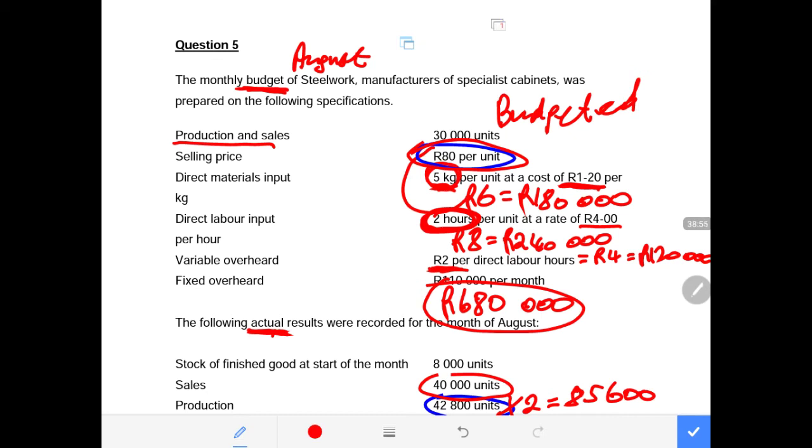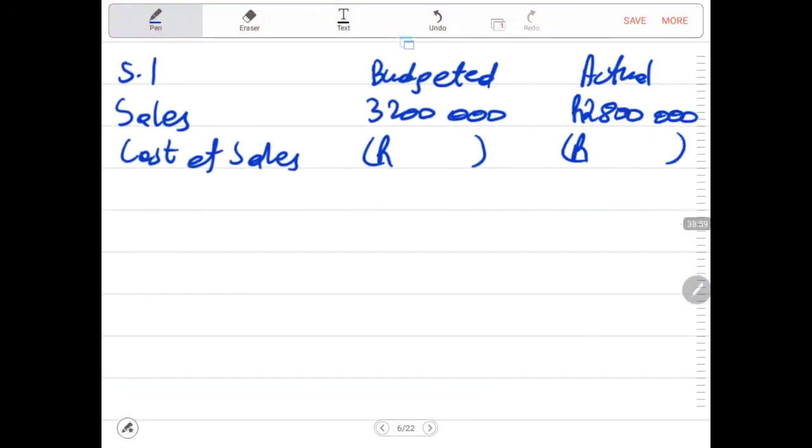680,000 rands. Remember, if you have done the workings for this, you don't need to be showing them. You can just say 680,000 rands if you have done the calculation somewhere else. If you have not done them somewhere else, then you need to show your workings and say: opening plus production minus closing.